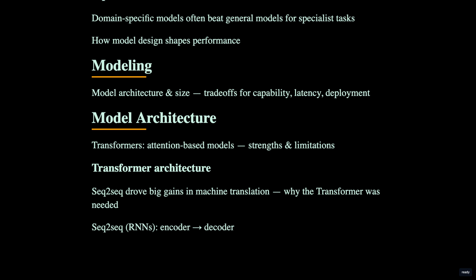Seq2Seq models use two RNNs, an encoder that reads the input tokens sequentially and compresses the information into a final hidden state, and a decoder that produces output tokens one by one. Each decoder step is conditioned on the encoder's final hidden state and the token generated at the previous step, which lets the model generate coherent output sequences.